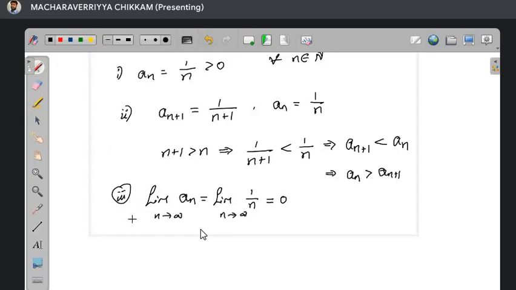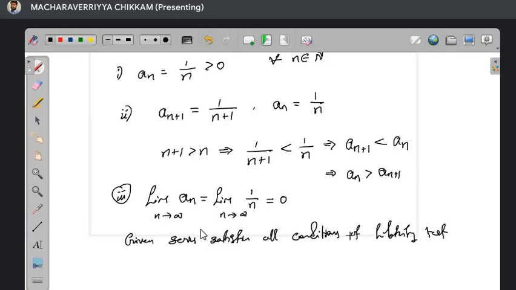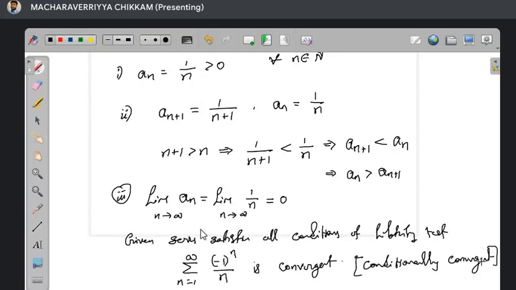Therefore we can conclude that the given series satisfies all conditions of the Leibniz test. Therefore we can conclude that the given summation, n equals 1 to infinity of (-1)^n by n, is convergent. This is an interesting series. Here the original series is convergent, but the absolute value series is not convergent. This kind of convergence we call conditionally convergent. So this is an example of a conditionally convergent series.